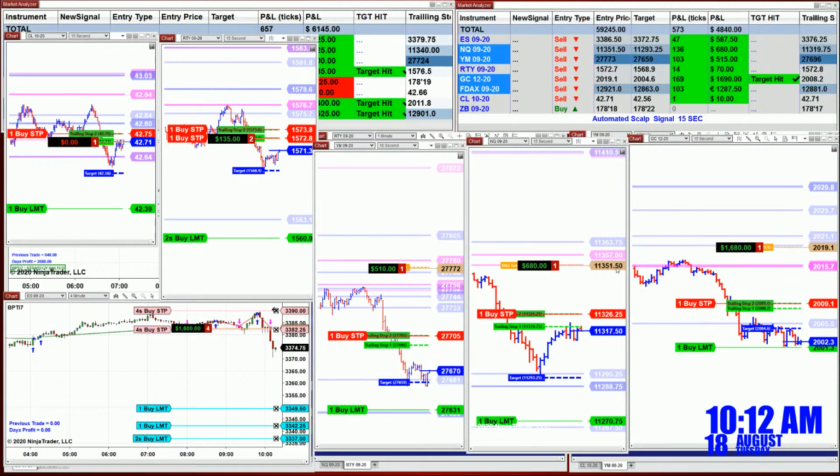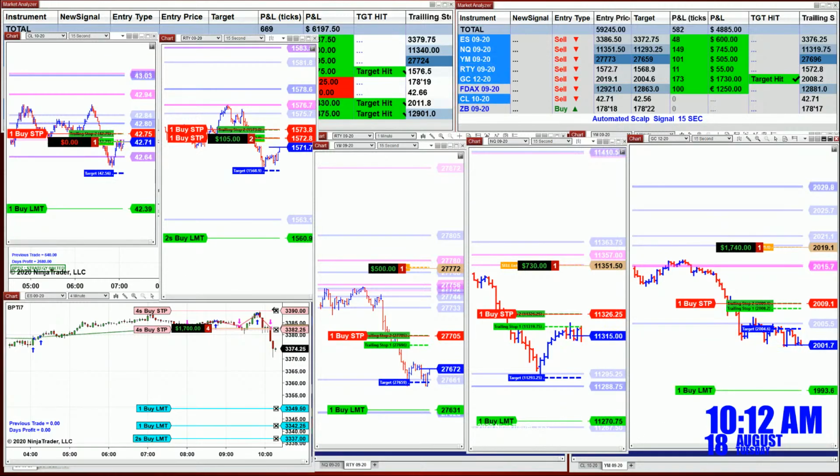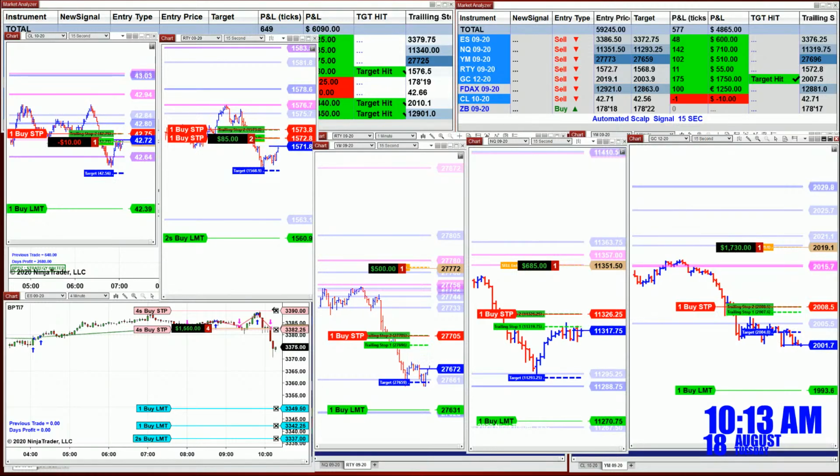So we are going to go ahead and extend the target a little bit on the gold to see if we can go farther than that. This is beautiful, look at this. It doesn't need a brainer for that.